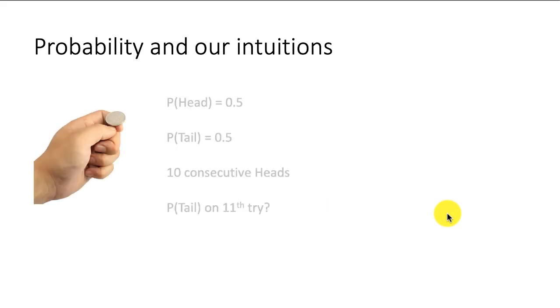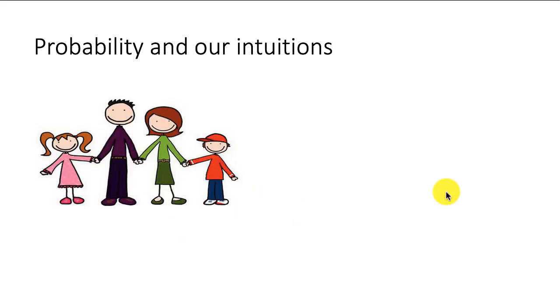Okay, let's say that if you toss a coin, the probability of head and the probability of tail is 0.5. We know that if the coin is not biased. Let's say you've tossed a coin 10 consecutive times, and it just so happened that on every one of the occasions it has turned out to be heads. In other words, you've got 10 consecutive heads. Now we ask a question, what is the probability of getting a tail on the 11th try?